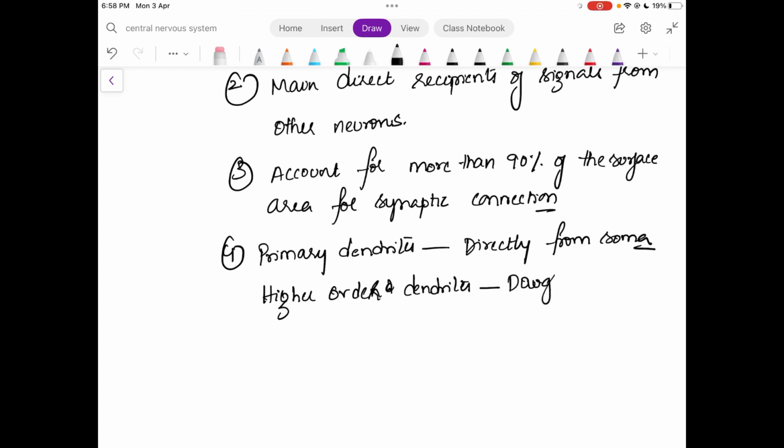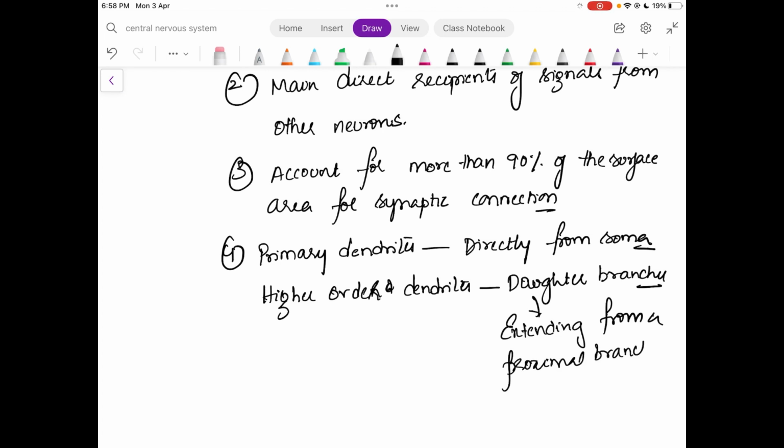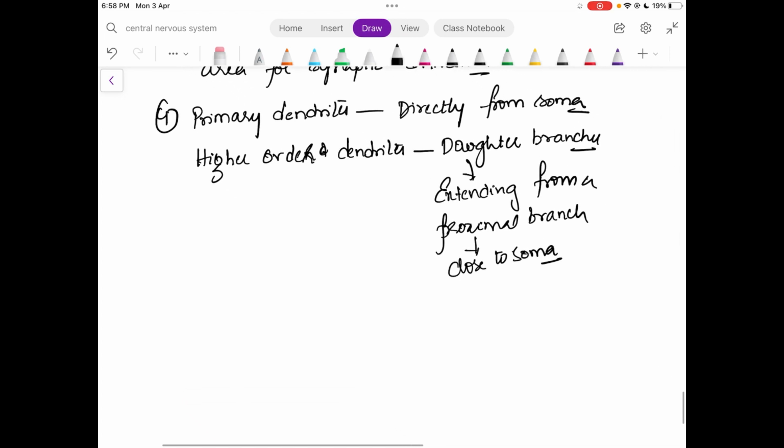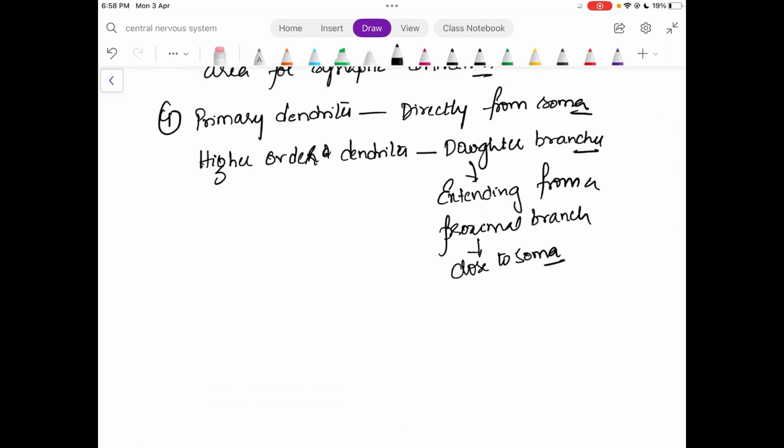They have daughter branches, and these daughter branches are extending from a proximal branch. What is proximal? It is close to soma. That is called a proximal branch. So higher order dendrites will have daughter branches which are extending from a more proximal branch of dendrite.